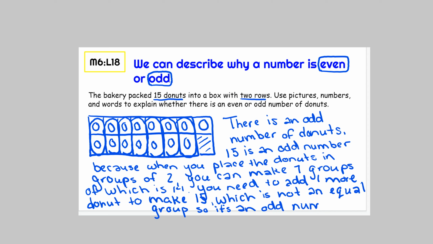So once again, I want you to notice I didn't say I know that it's an odd number because it ends with the number 5. I'm describing the number of equal groups that I was able to make and that I had 1 left over. So today, when you're solving your problems and you have to think about even or odd, you need to circle your equal groups to see how many equal pairs you can make, and if there's one that's left over, that will help you to determine that it's an odd number.